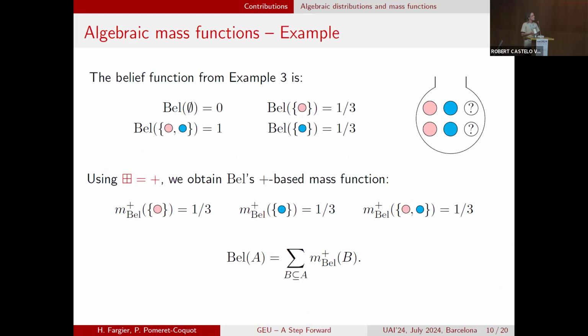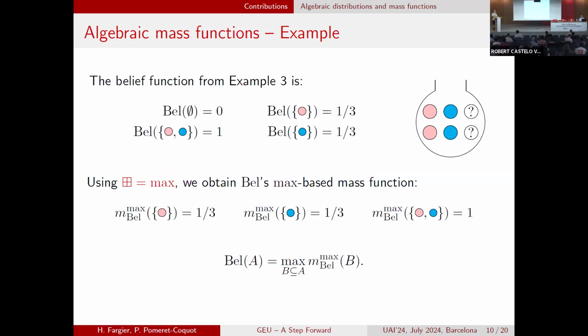Okay. So if we recall the belief function from example 3, we have already seen that it has a plus-based mass function, which is a classical mass function with 3 focal elements, each having a mass of 1/3. And we can recover the belief of any event just by adding all masses of its subsets. But we can also look for other kinds of mass function with regard to other operators. And this same belief function also admits a max-based mass function, here with masses of 1/3, 1/3, and 1. And we can recover the belief of any event by looking for the maximal mass in its subsets.